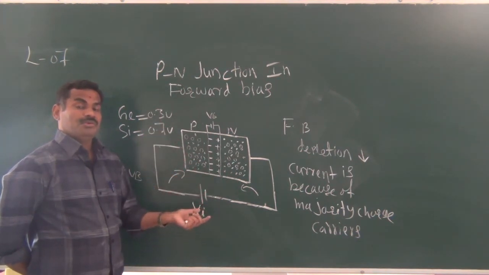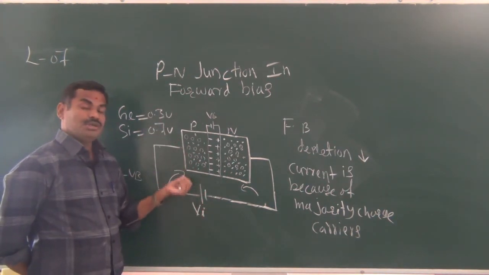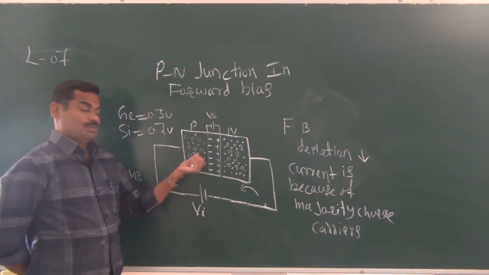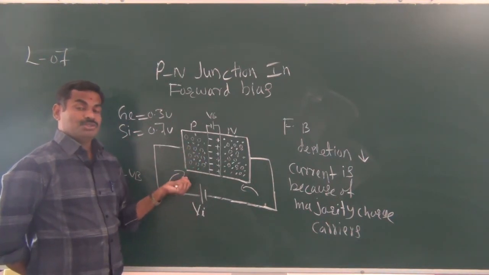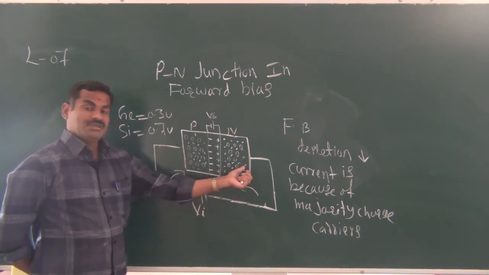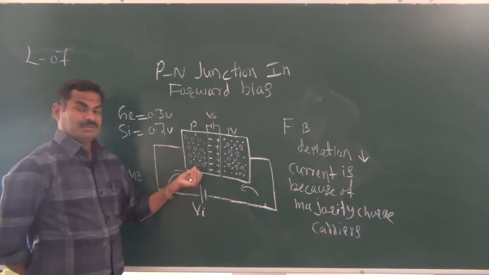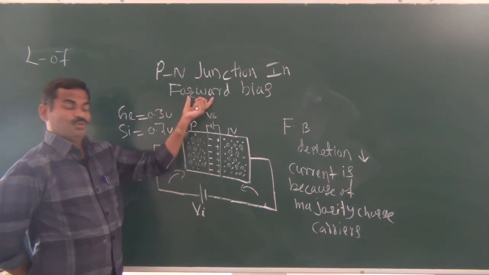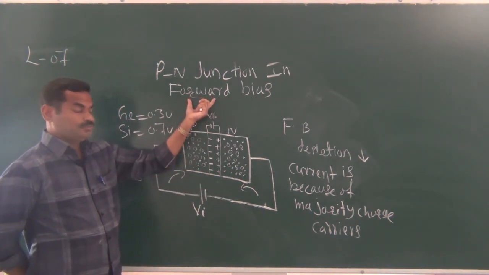And whenever this is near the P, or near the positive terminal, breaking the covalent bonds gives electron-hole pairs. That electron moves towards the N side and the hole moves towards the P side. That is nothing but another way of expressing forward bias.